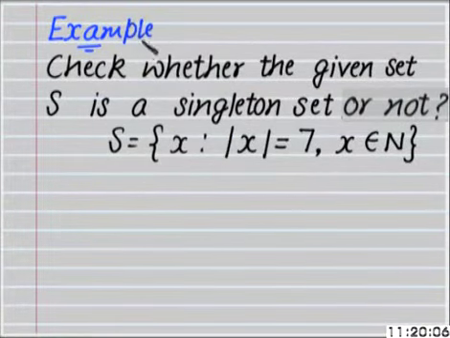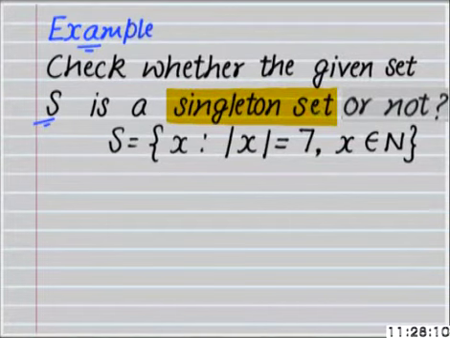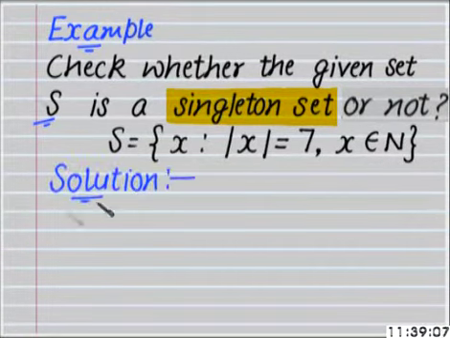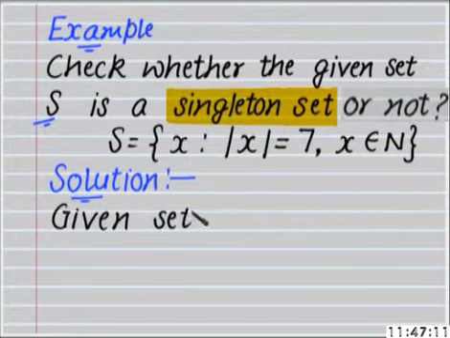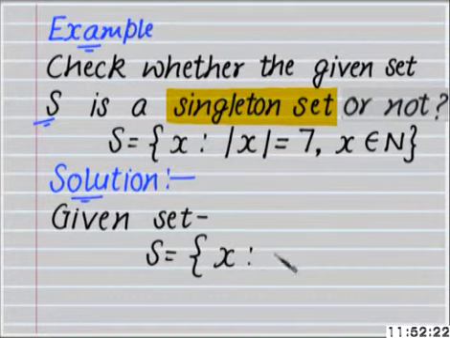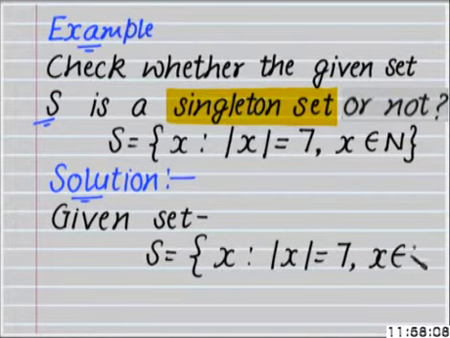Now let's see another example. Check whether the given set S is a singleton set or not. The given set S is a set of all x such that modulus x is equal to 7, where x is a natural number. Now its solution. Here the given set S is the set of all x such that modulus x is equal to 7, where x is a natural number.